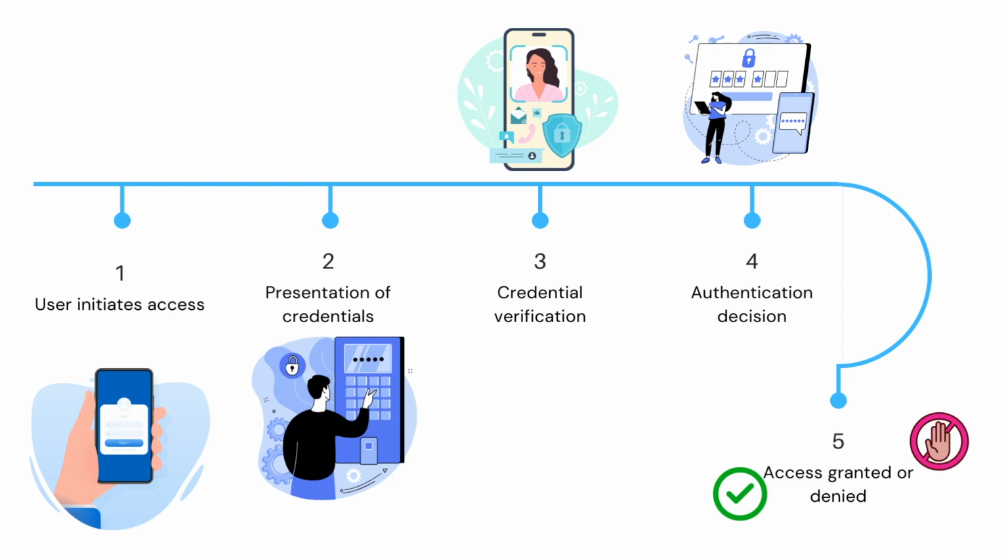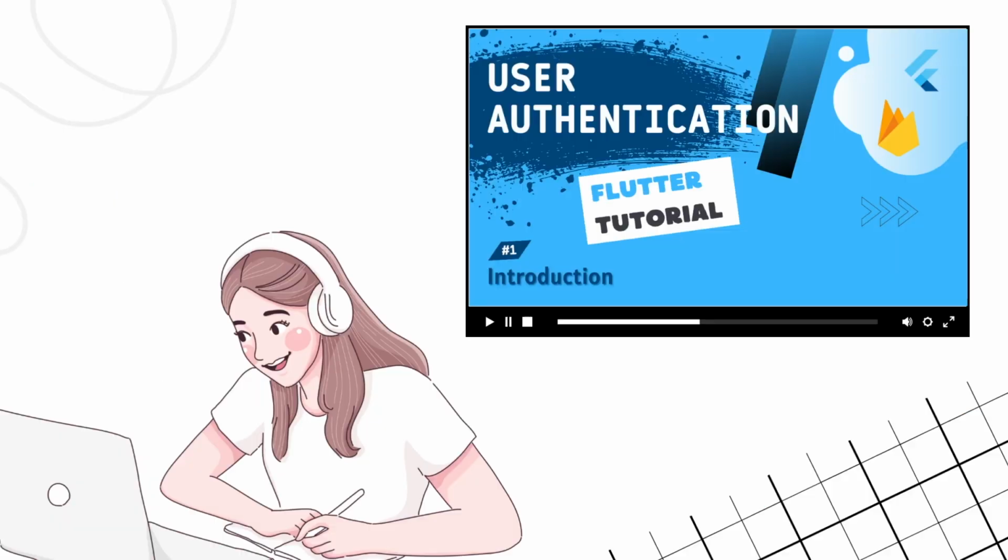The user is either allowed access to the application if authentication is successful or denied access if authentication fails. There are several ways of implementing authentication for mobile apps, but in this tutorial, we'll focus on the traditional username and password. To learn the other forms of authentication, you can have a look at my user authentication tutorial. I'll leave the link to the playlist in the description box below.